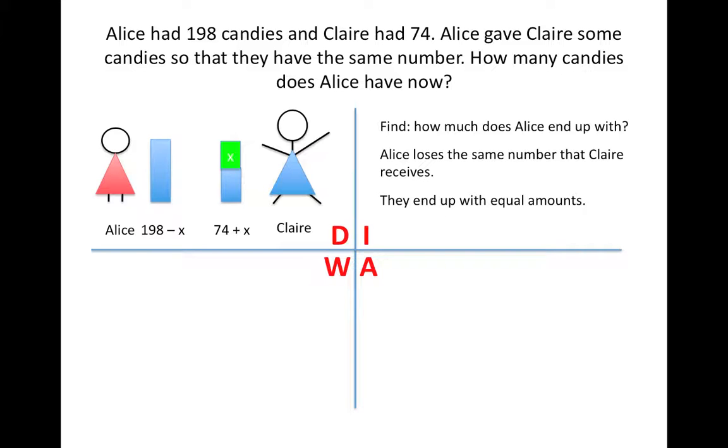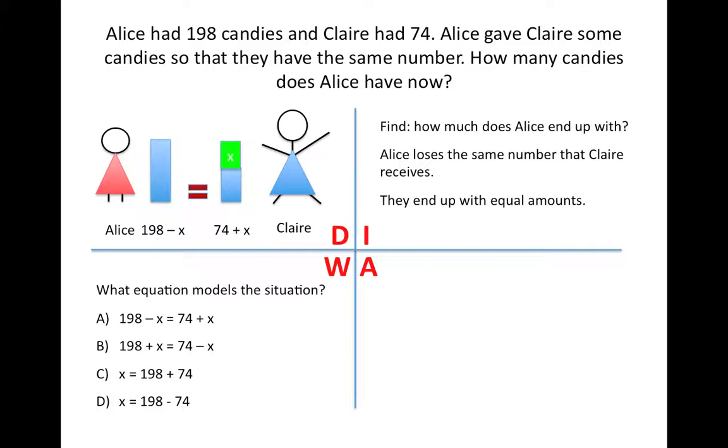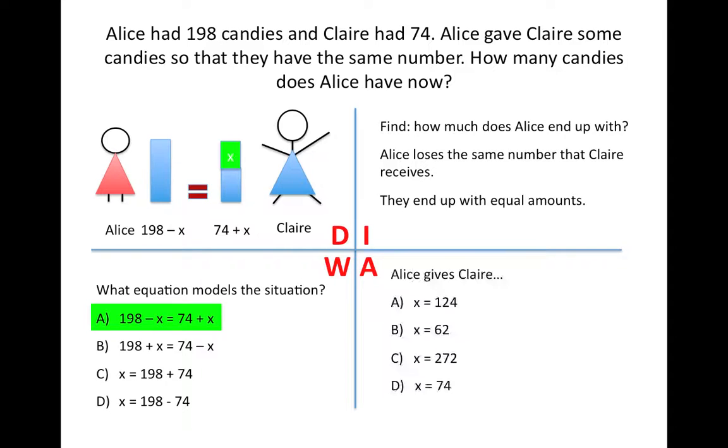So what equation can we write to model the situation? They end up with equal amounts, and we can represent Alice's final amount with 198 minus x and Claire's with 74 plus x. Now solve this equation for x. How many candies does Alice give Claire? You should have gotten 62.